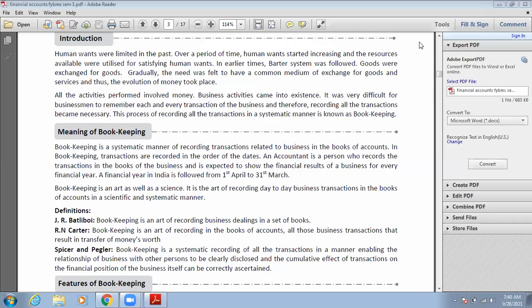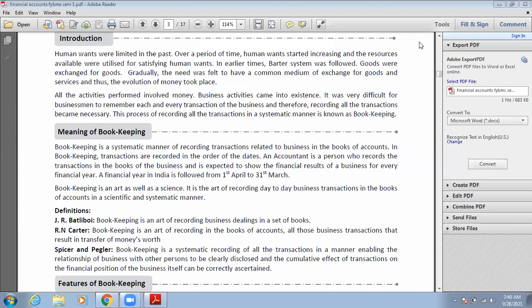An accountant is a person who records the transactions in the books of business and is expected to show the financial result of the business every financial year. Maintaining and recording the accounts cannot be done by each and every person. The person who is writing the accounts should be well aware of all the things that should be written in the book. And every end of the year, the businessman is preparing something.